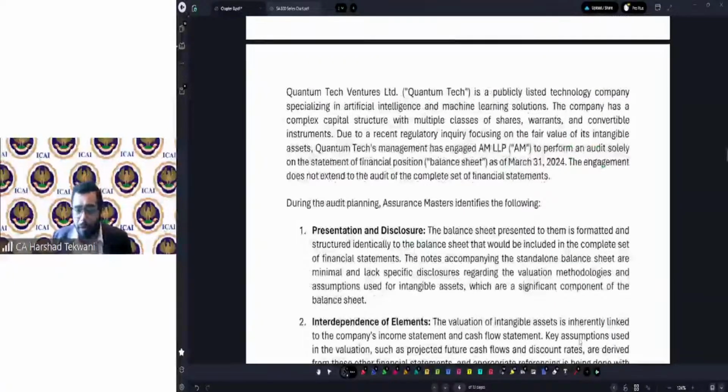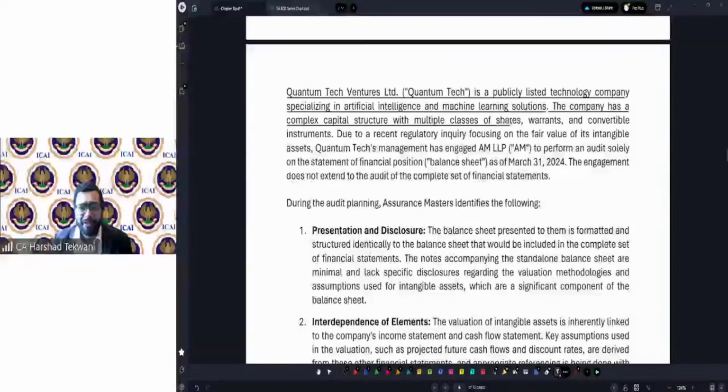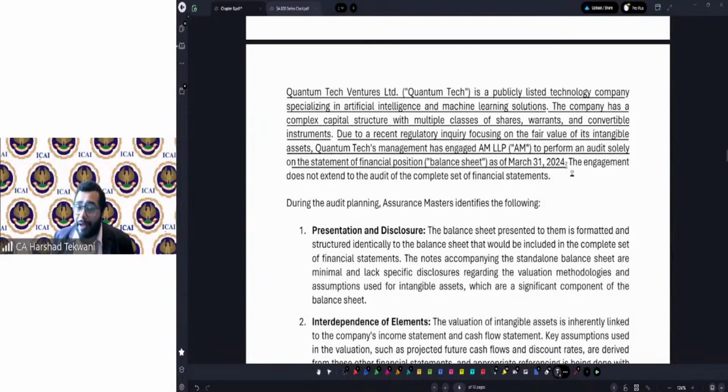Let us see one more question on similar lines. Quantum Tech Ventures Limited. Quantum Tech is a publicly listed technology company specializing in artificial intelligence and machine learning solutions. The company has a complex capital structure with multiple classes of shares, warrants, and convertible instruments. Due to a recent regulatory inquiry focusing on their fair value of intangible asset, Quantum Tech's management has engaged AAM-LLP to perform an audit solely on the statement of financial position, balance sheet, as of 31st March 2024. So you have to audit only the balance sheet. That's it. The engagement does not extend to the audit of the complete set of financial statements.